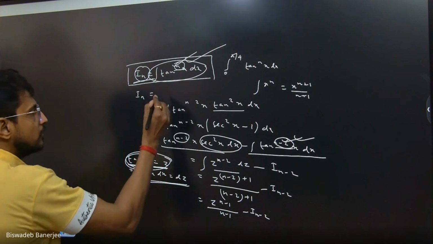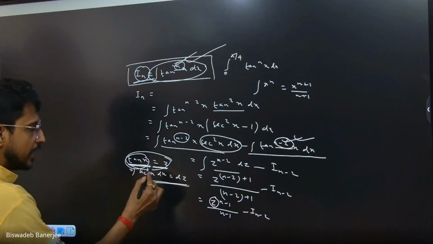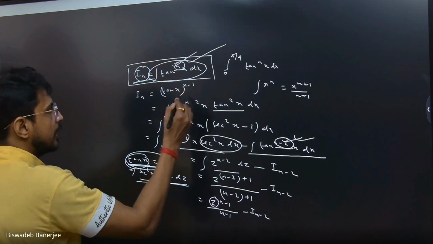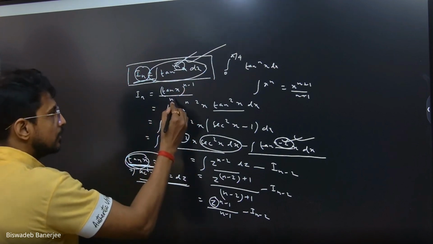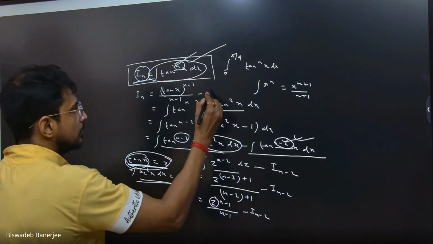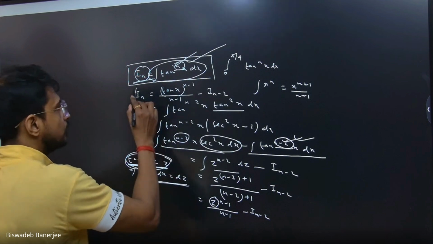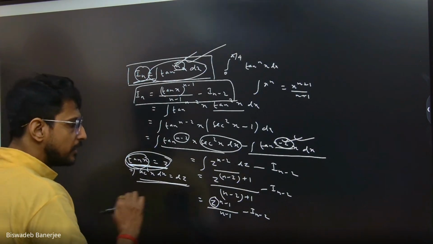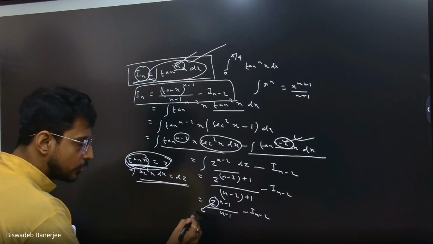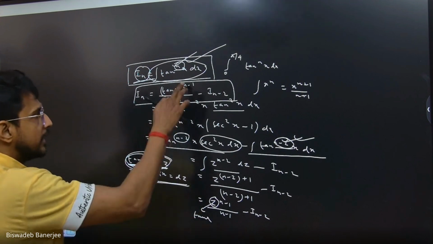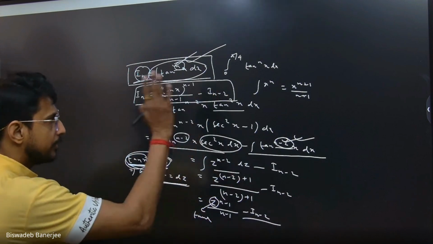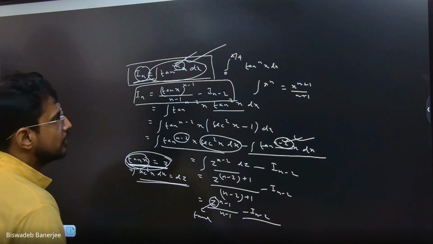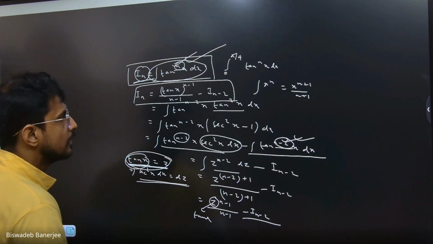Now put the value of z here. My z is tan x. So it becomes tan x to the power n minus 1 by n minus 1 minus I_n minus 2. What is my z? My z is tan x, so put z equal to tan x here. This will be tan x to the power n minus 1 by n minus 1. This portion remains as it is. So this is my reduction formula, the reduction formula for tan theta.